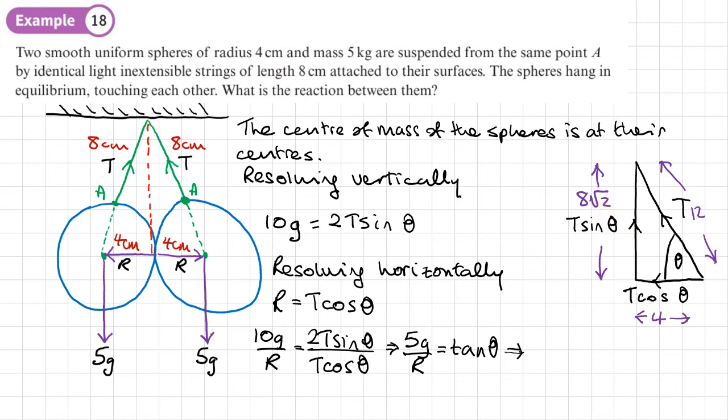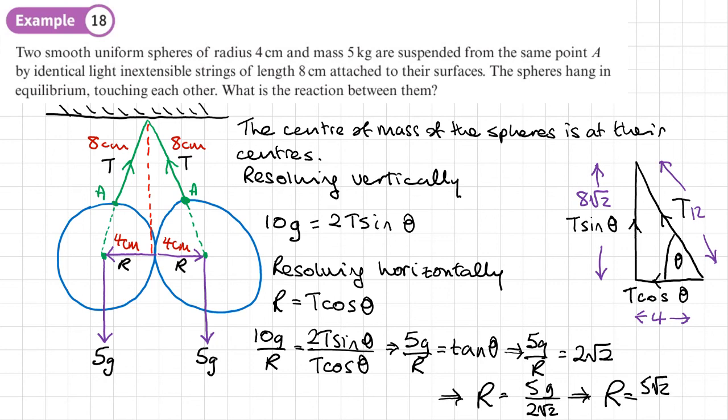So we can have 5G over R is equal to 8 root 2 over 4, and just becomes 2 root 2. So from there we can find R. R is going to be 5G divided by 2 root 2. And that leaves us with 5 root 2 over 4 G.